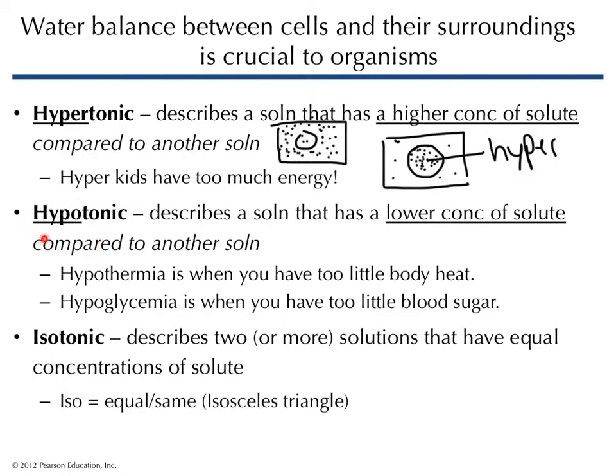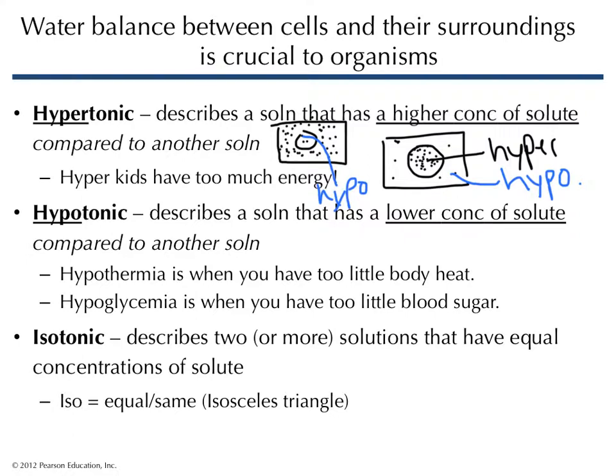Hypotonic is the opposite of that. So hypo means below or underneath, like hypothermia, when you have too little body heat. Hypoglycemia, when you have low blood sugar. So hypo means low. So the hypotonic solutions are going to be the ones that are less solute. So in this case, if we were comparing, the environment is hypotonic to the inside of the membrane. And in this case, the inside of the membrane is hypotonic to the outside. So it just depends on what you're describing.